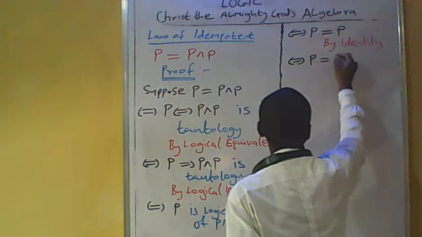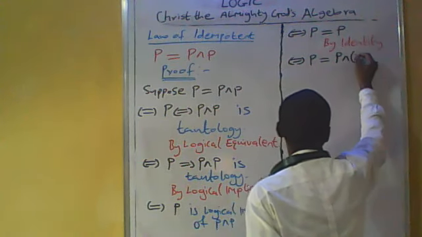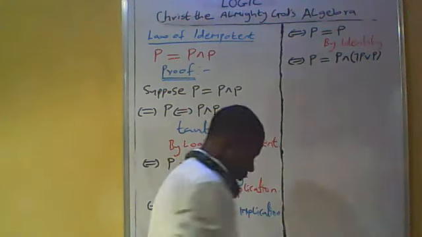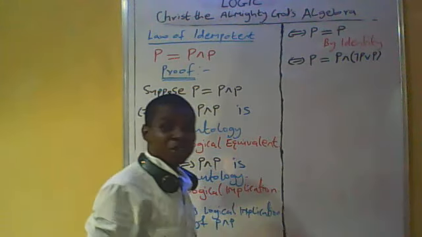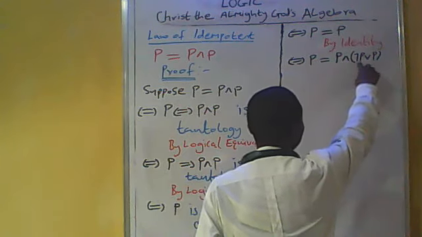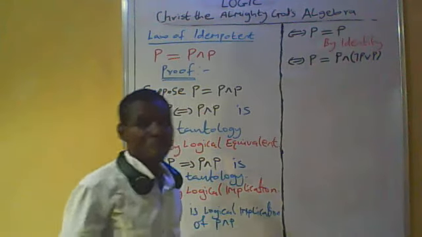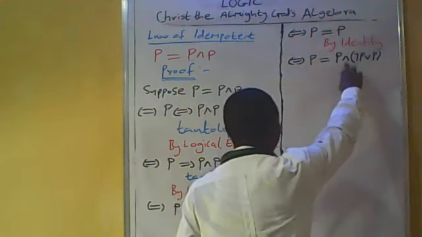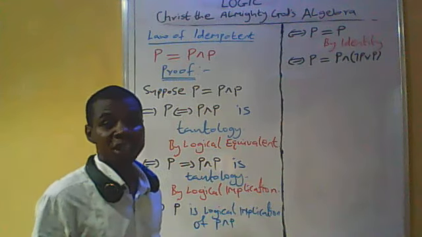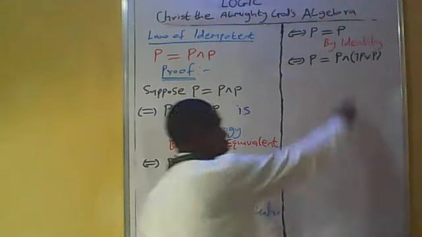If and only if P is equal to P and bracket not P or P. You see that we add not P or P to this P. Why we add it is because it is a conjunctive statement of the law of idempotence. That's why we make it to be and.